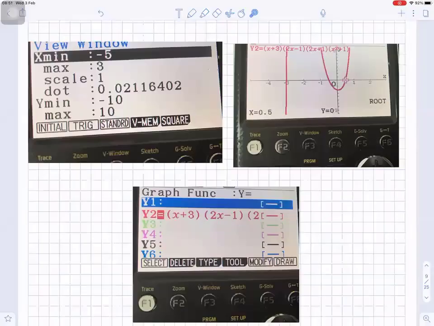And this is how you put the view window: the x minimum is -5 to 3, and the y values will be -10 to 10, so you can see it clearly. And you will go to G-Solve, and then you can press roots, and you will get this value for x is 0.5 when y is 0. And that's how you enter the function in the graph to get it to draw the graph on the calculator.